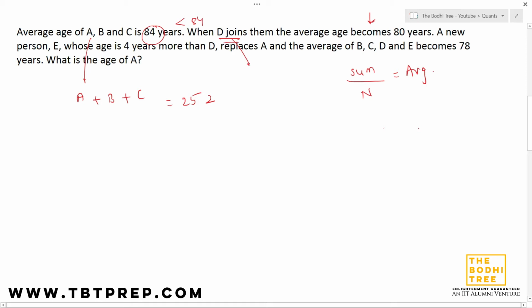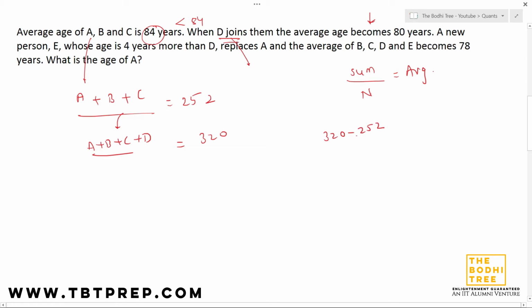Now when D joins, the average becomes 80 years. From this we'll be able to calculate the exact age of D. How we'll do that? Basically what they are saying is, now A plus B plus C plus D, again the concept of average, divided by 4 is 80. So 80 into 4 is nothing but 320. We already know the sum of A, B, C is 252, so we'll substitute this over here. So D will be nothing but 320 minus 252.